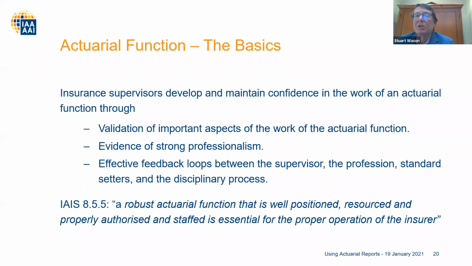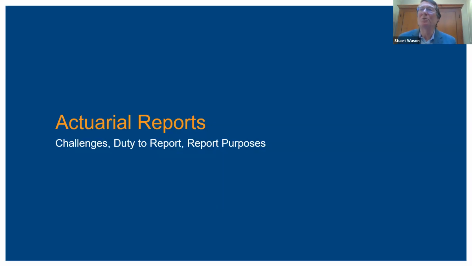And the last point I raised is that effective feedback loops are very important between the supervisor and the profession, standard setters, and hopefully not, but if need be, the disciplinary process within the actuarial profession. And this just gives confidence to you, the supervisor, that everybody's talking, the actuaries that you're dealing with are involved in the standard setting process, etc. So just in conclusion, ICP 8 says a robust actuarial function that is well positioned, resourced, and properly authorized is essential to the proper operation of the insurer. So next slide, and Britta, over to you.